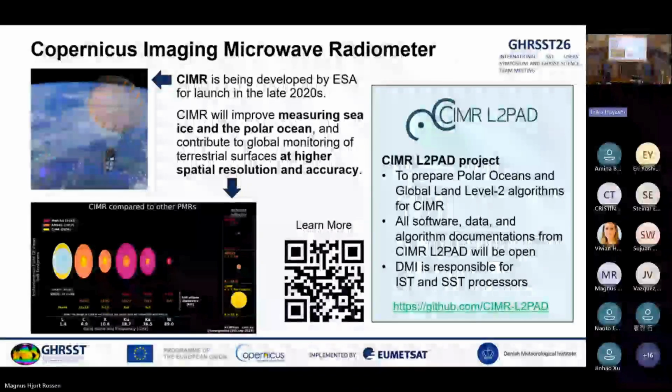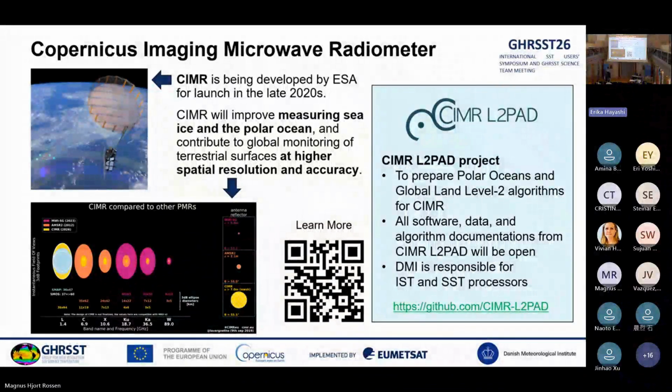There is an ESA-funded project called CIMR Level 2 PAT. That project is to prepare the polar oceans and global land Level 2 algorithms for CIMR. All the software, data, and algorithm documentation will be available to the public for free use. If you want to learn more about this project, you can scan this QR code and go to the GitHub page, where you can find everything. It will be open in a few months, I guess.